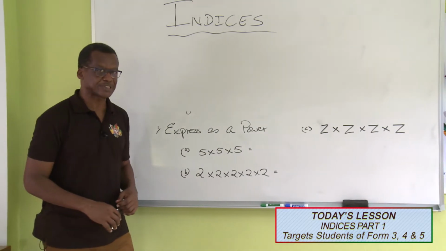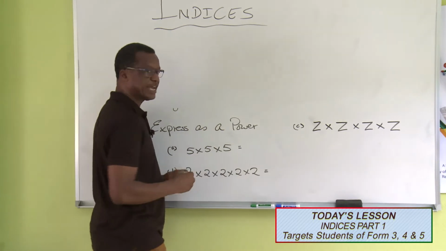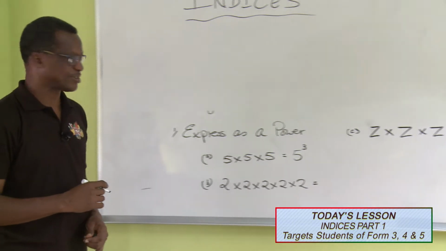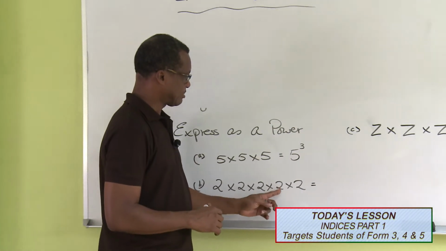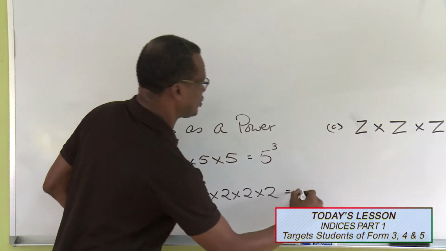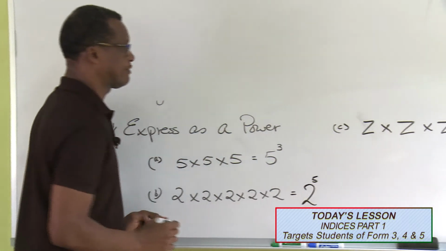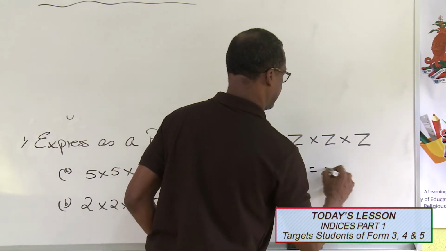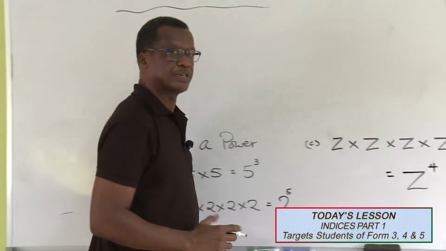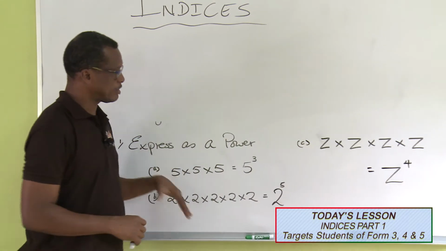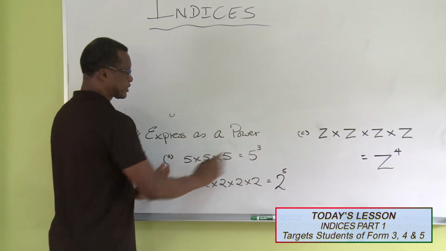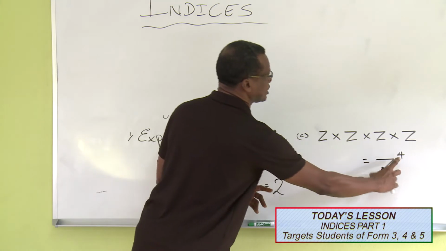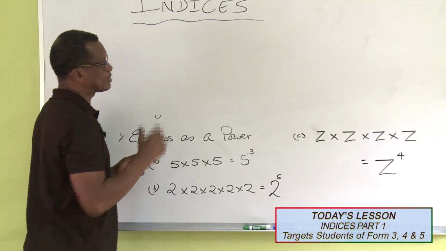Good. So you should have your answers ready. 5 times 5 times 5. What did you get? 5 cubed. That's correct. 2 times 2 times 2 times 2 times 2. That's how many? 2 to the power of 5. And the last one, z to the power of 4. So we see we can use the idea of powers to take a long expression of repeated multiplication and write it using two numbers or two quantities.